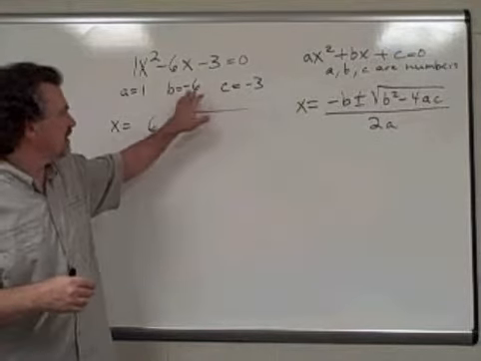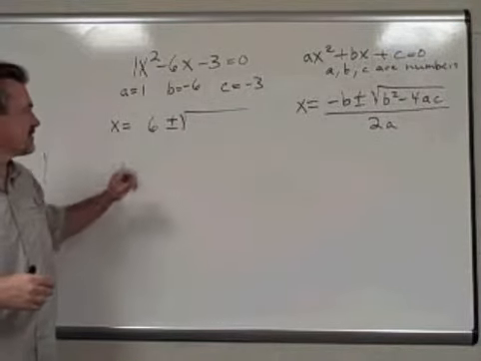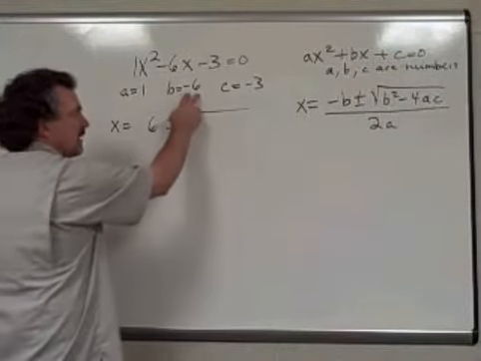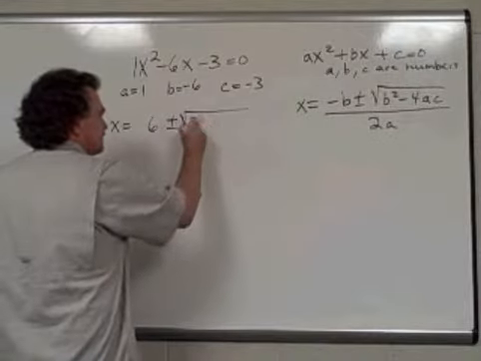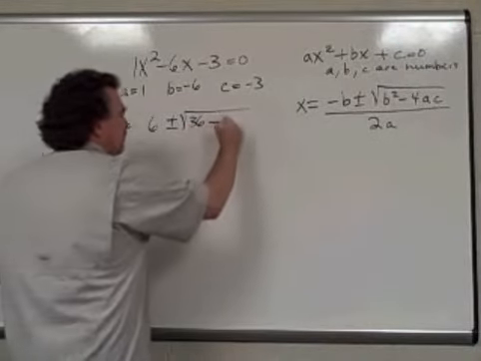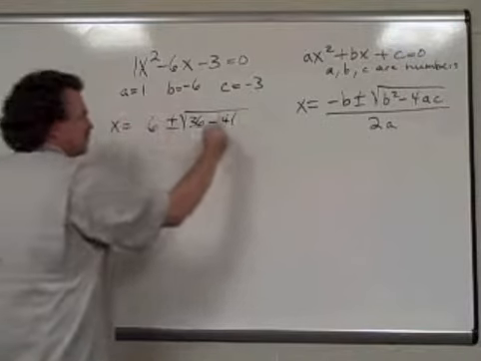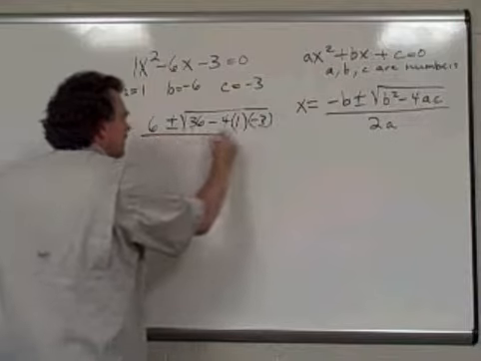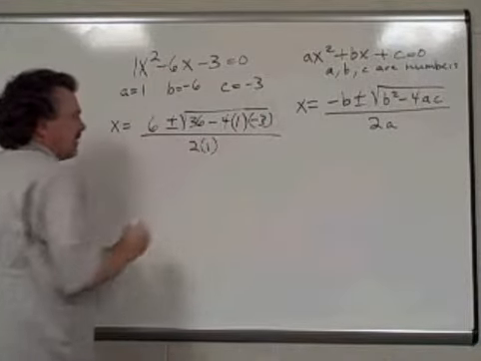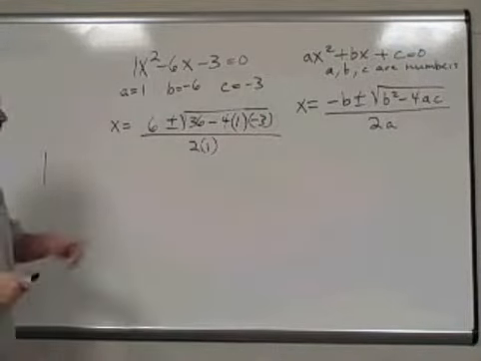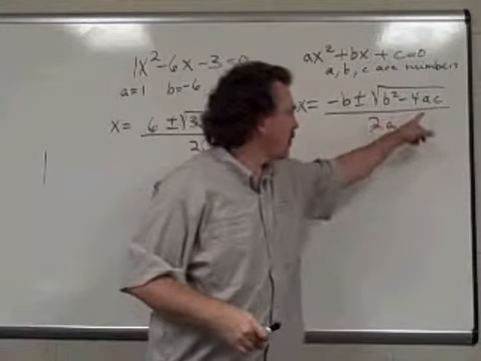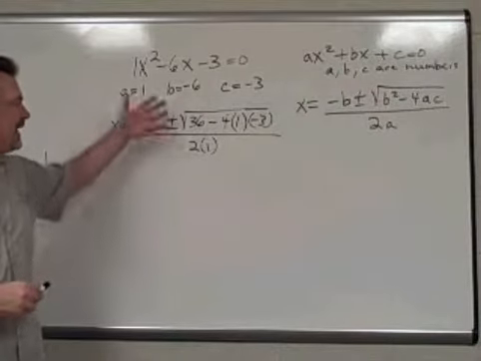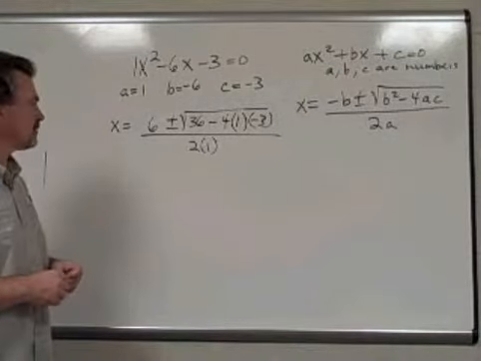So it's the opposite of b, the opposite of -6 is +6, plus or minus the square root of b squared. Well, the square of -6 would be 36. Minus 4 times the a coefficient, which is 1, times the c coefficient, which is -3. All of that quantity divided by 2 times the a coefficient. Notice it's the entire quantity divided by that 2a. And now I simplify this expression.